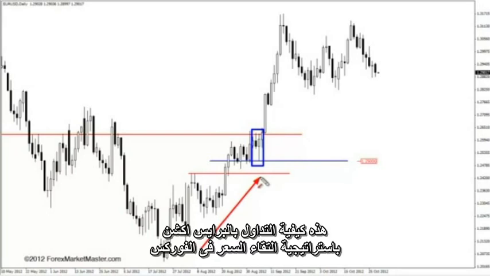So this is how we trade a price action confluent trading strategy in Forex.